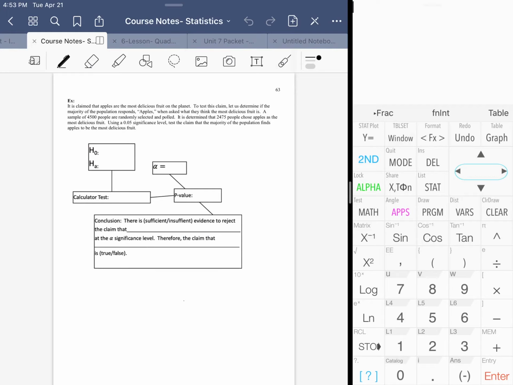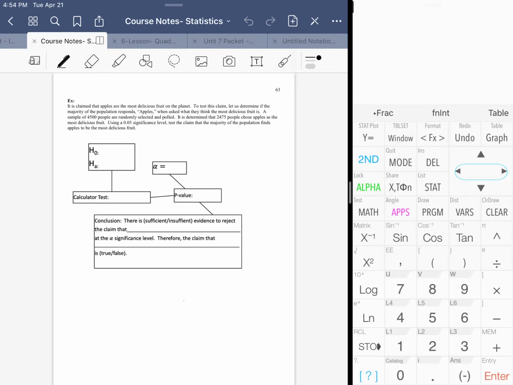All right, so the example: it is claimed that apples are the most delicious fruit on the planet. To test this claim, let us determine if the majority of the population responds apples when asked what they think the most delicious fruit is. A sample of 4,500 people are randomly selected and polled. It is determined that 2,475 people chose apples as the most delicious fruit. Using a 0.05 significance level, so they're flat out telling us, there's no guesswork here, test the claim that the majority of the population finds apples to be the most delicious fruit.